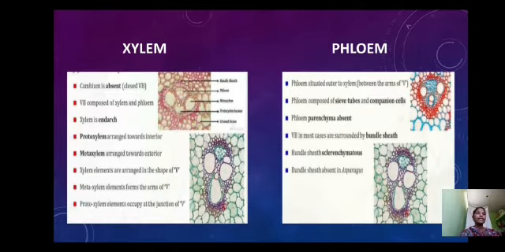The next one is xylem and phloem. Here xylem consists of protoxylem and metaxylem and it is endarch. Here the xylem is arranged in a V shape. Next is the phloem. The phloem is present towards the outer side of the xylem. Phloem is composed of sieve tubes and companion cells. Here the phloem parenchyma is absent.